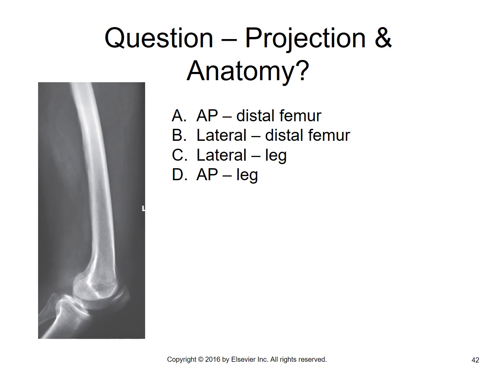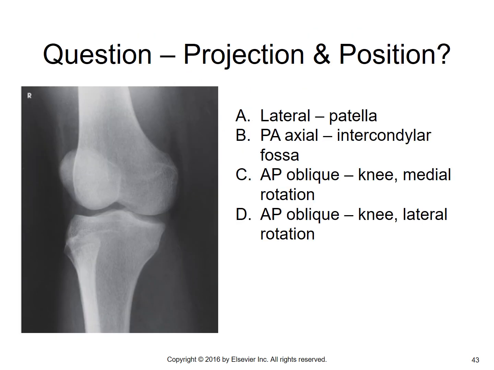Let's take a look at some projections now to see if you are able to determine which projection the radiograph is showing. So for this first one, here are your choices. You should have picked the lateral of the distal femur, B. Take a look at the next one. Look at your choices. For this one, you should have guessed the AP oblique. Now look at the tibia and the fibula. They're superimposed, so that's going to be your lateral rotation.